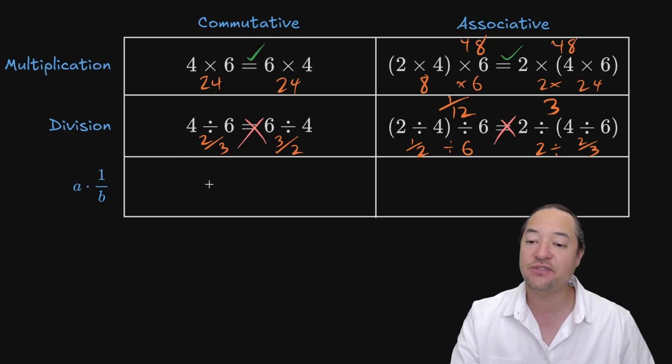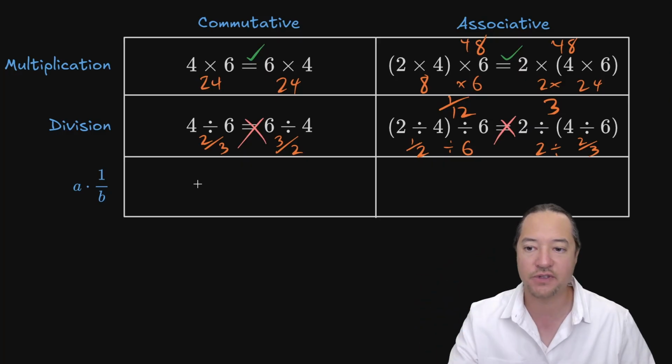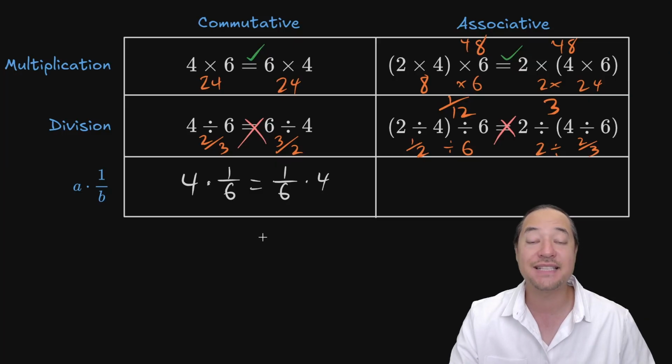So let's see if we can now rewrite these expressions using this new interpretation of division. I'm going to say, instead of 4 divided by 6, I'll say 4 multiplied by the reciprocal of 6. And now I'll swap those around. And let's see if we get the same number. Well, 4 times 1/6, that's the same as 2/3. 1/6 times 4, that's the same as 2/3. Well, that's the same number. This is now commutative.